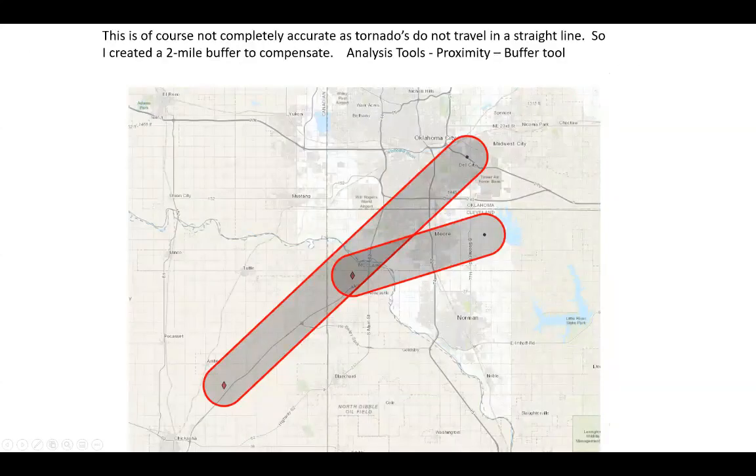Of course, this is not completely accurate as tornadoes do not travel in a straight line, so I created a 2-mile buffer around each one to compensate, and that tool is under Analysis Tool, Proximity Buffer Tool.